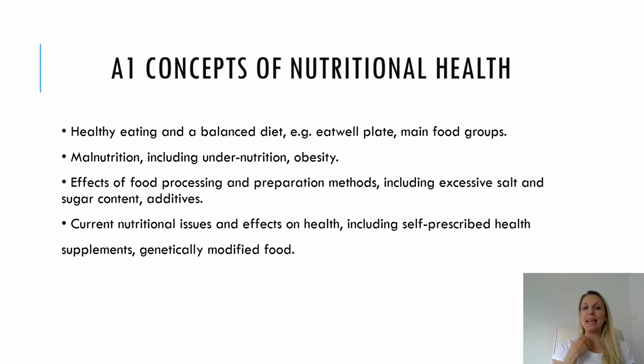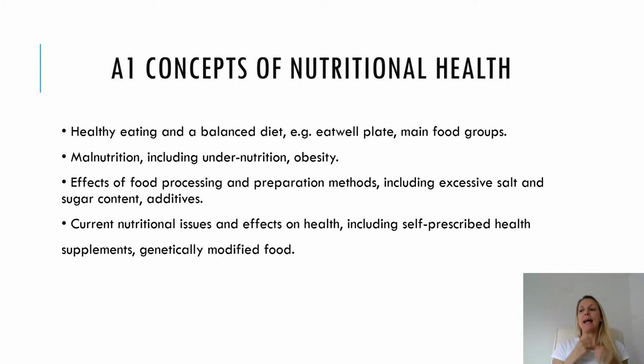We're going to be talking about the Eat Well plate. Some of you might know what that is already. If you don't, don't worry, there's lots of information about it. And looking at the main food groups. We're looking at malnutrition. So what happens when your nutrition isn't right? That might be undernutrition, so you're not eating enough, or overnutrition, where you're eating too much and actually you move into the obesity scale.